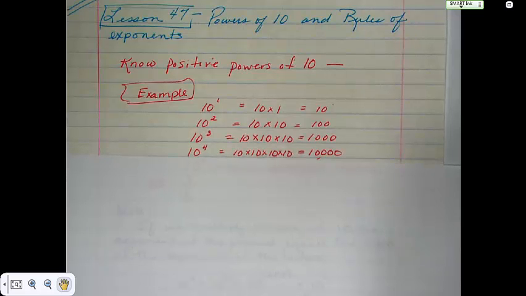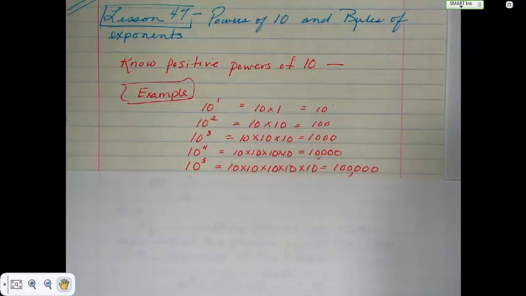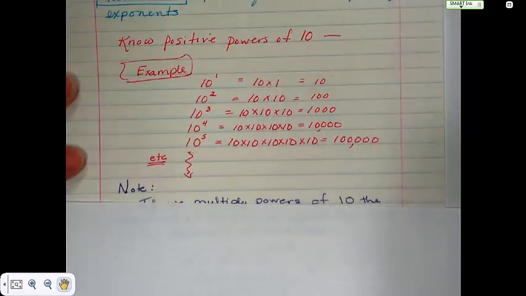So if you get to 10 to the fourth power, you can already see there's going to be a 1 and 4 zeros. 10 to the fifth would be a 1 and 5 zeros. 10 to the sixth, 10 to the seventh, etc. 10 to the 100th power would be a 1 with 100 zeros. So those are the positive powers of 10.